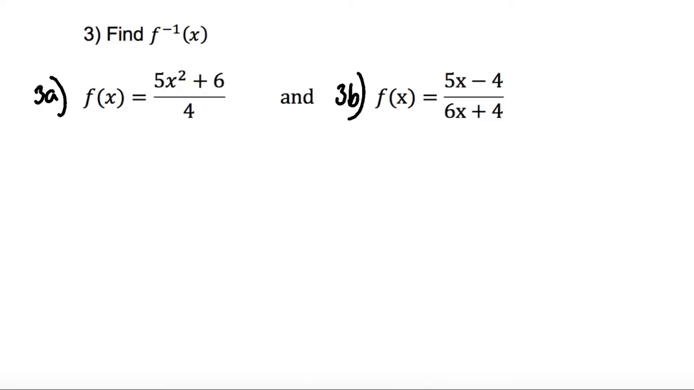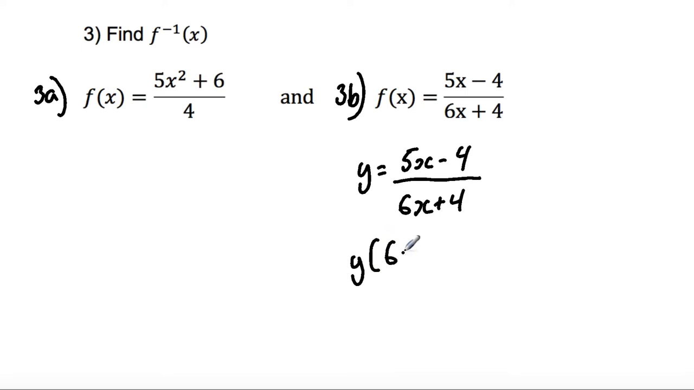So 3b, we need to find the inverse function of f of x. So we have f of x is equal to 5x minus 4 over 6x plus 4. To find the inverse function, we're going to change the notations around. So f of x now becomes y. So we should have y is equal to 5x minus 4 over 6x plus 4. Now I'm going to rearrange this equation to make x the subject. So the first thing I'm going to do is multiply both sides by 6x plus 4. So we should have y times 6x plus 4 is equal to 5x minus 4.